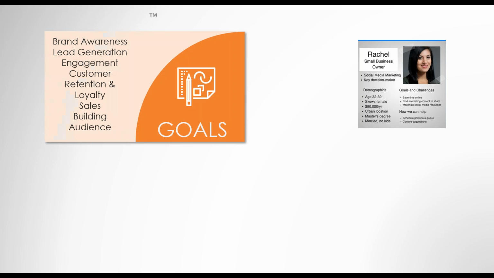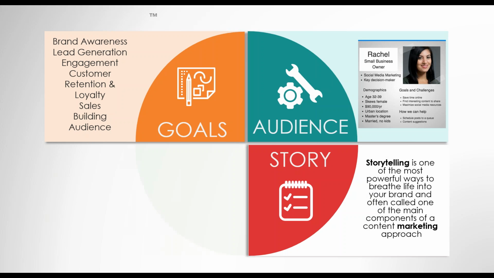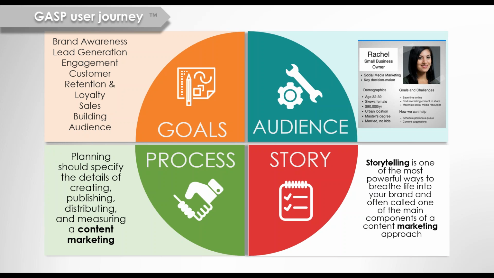Now, one thing that I said to you before that was really important is looking at the different sections that make up GASP and the actual journey that you're going to take. Let's look at the goals first of all. What are we going to look at in terms of goals? We've given some examples here like brand awareness, lead generation, engagement, customer retention, customer loyalty, sales, building an audience or a community. The second thing is when you look at your audience, we've devised and given you an example here of a persona. This is Rachel, business owner, social media marketing, and a key decision maker. You need to explore and find out who your audience is.